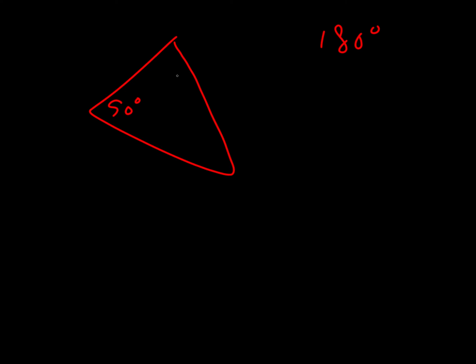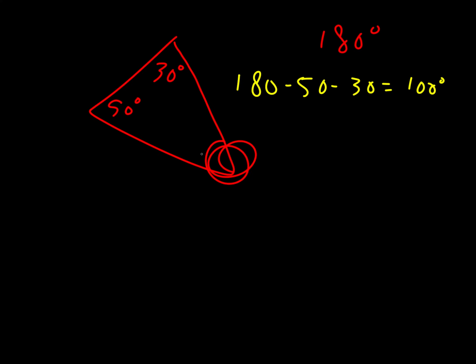Hey math kids, today we're going to talk about some triangle theorems, and the first one is all the angles in a triangle add up to 180 degrees. So if we're given this triangle and we're asked to find that angle, all we have to do is 180 minus 50 minus 30, which is equal to 100. That tells us that this angle right here is 100 degrees.